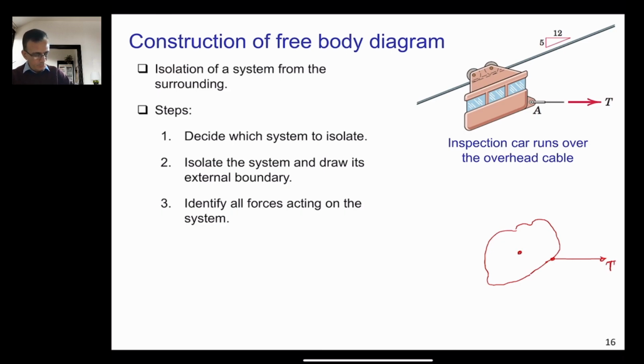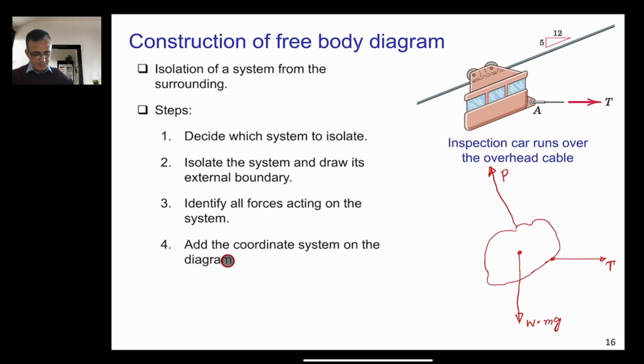Now obviously we also need to draw the weight. So the weight will be in this direction, W equal to mg. And again, there is a contact force from this cable, which is holding this inspection car there. So there will be a force in this direction here, and you may call it, for example, P. So these are all the forces that we identify on this system here.